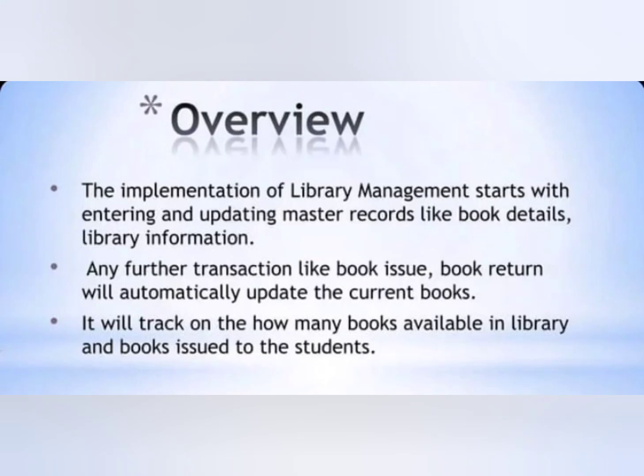The implementation of library management starts with entering and updating master records like book details and library information. Any other transaction like book issue and book return will automatically update the current books. It will track how many books are available in the library and how many books are issued to the students.